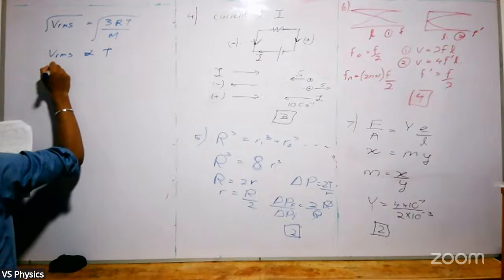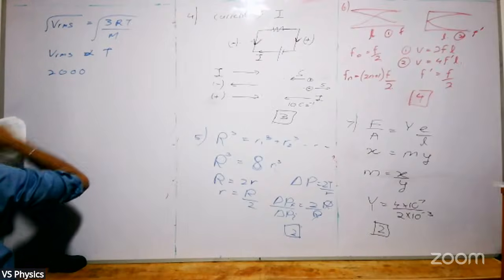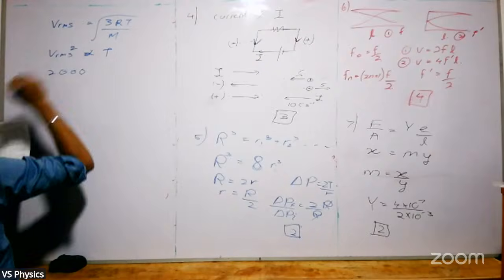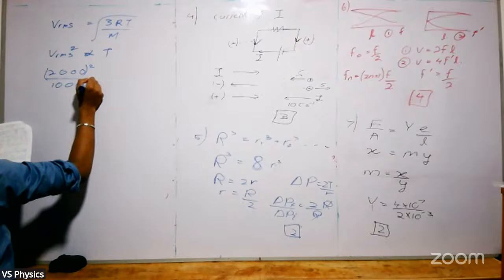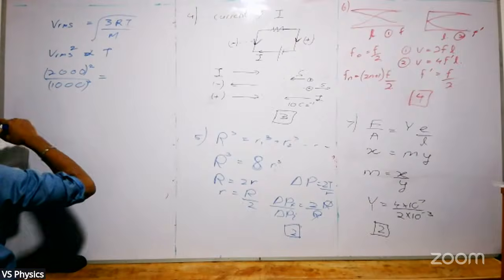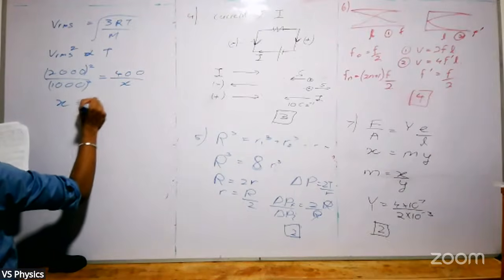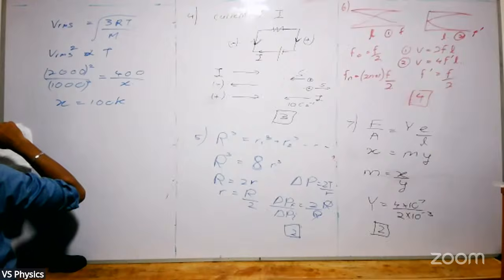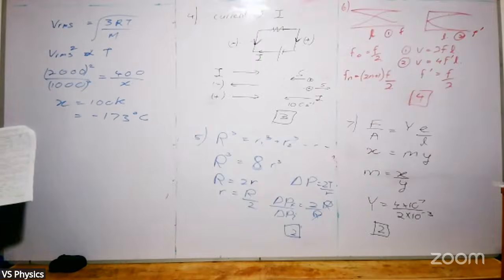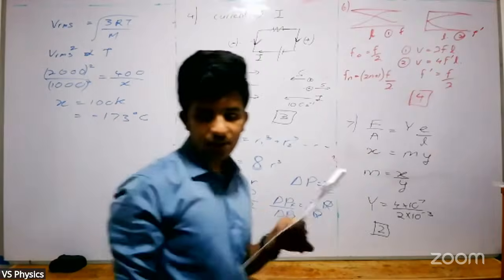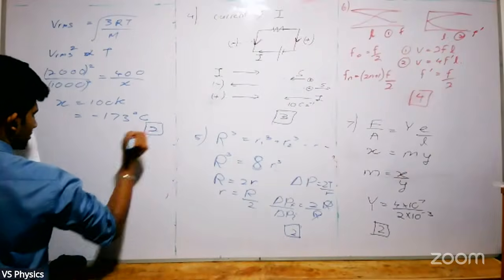Then we can write 2000 squared over 1000 squared is equals to 400 over X. X again, 100 Kelvin. Then Celsius will be minus 173 Celsius. Okay, that is our answer. Second answer. This was a past paper question.